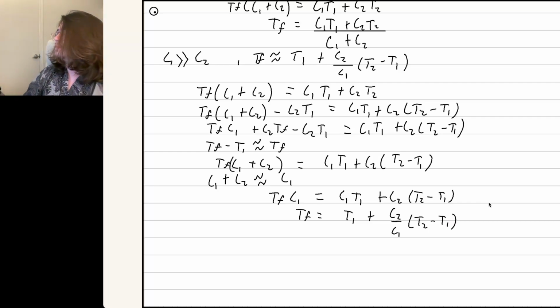I don't know why that approximation is useful. Maybe it has to do with the fact that C2 over C1 is going to be, by definition, a really small number, but T2 minus T1 is going to be a larger number for this to work. And so this term has an analytical ambiguity to it, which is useful to look at, I guess.